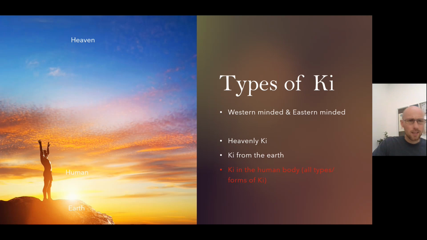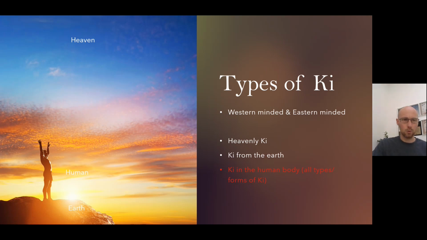Qi, you can break it down in three different areas. One, the heavenly Qi over here above. Two, the Qi from the earth. And the third part is the Qi in the human body. And all three kinds of Qi have their differences and similarities.